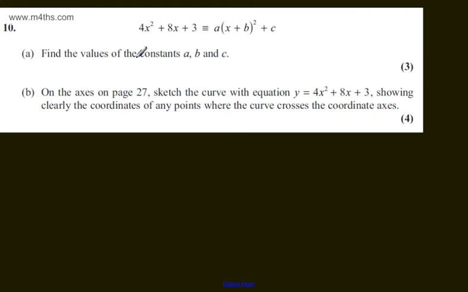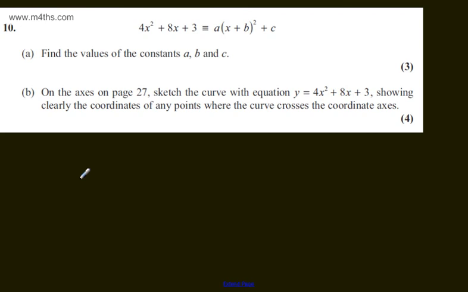This is question number 10. We're given the identity 4x squared plus 8x plus 3 is equal to a multiplied by the quantity x plus b all squared plus c. In part A, for 3 marks, we're asked to find the values of the constants a, b and c. We need to complete the square here.